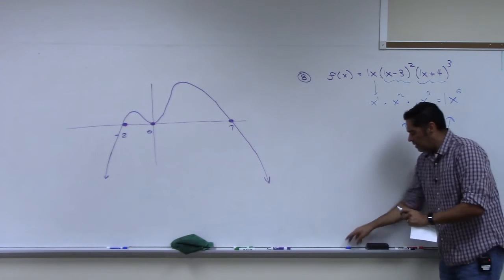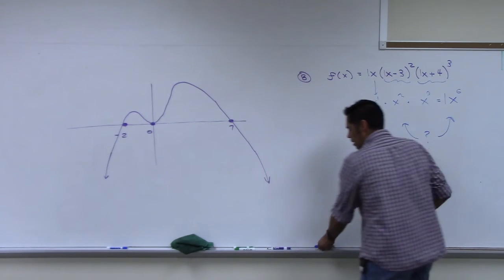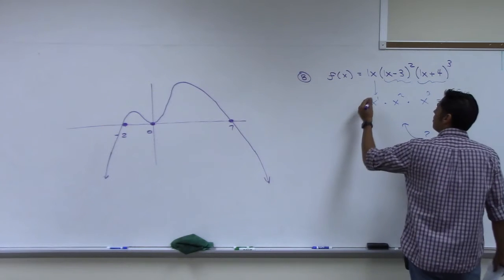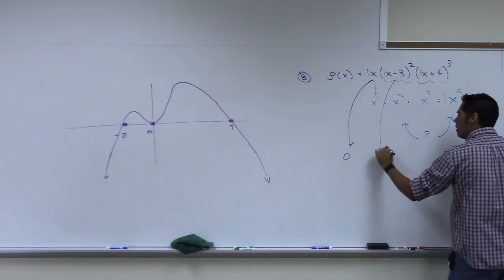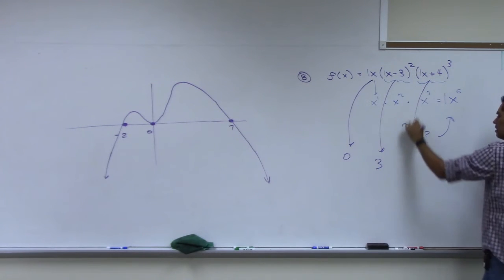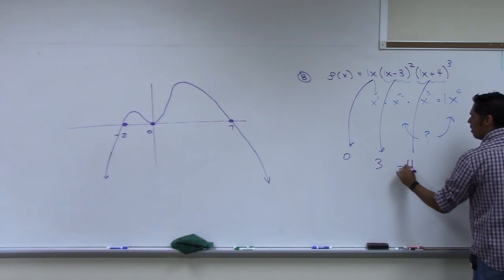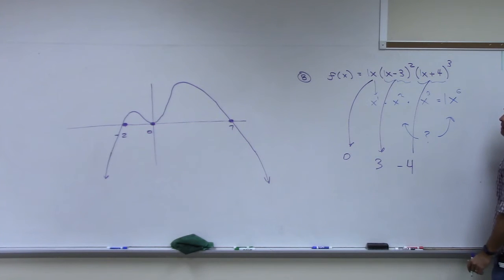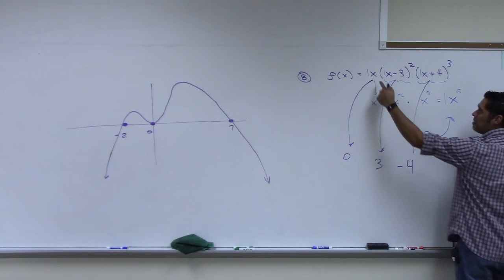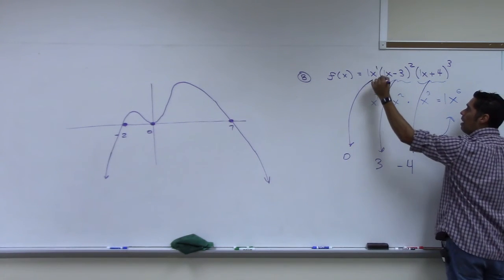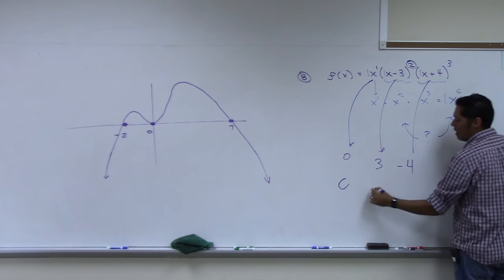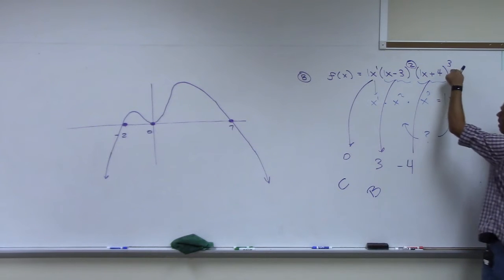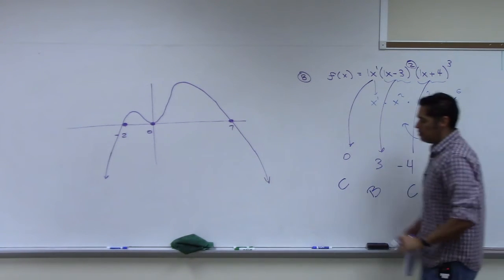And because we are running out of time, let me move quickly here. What are the x-intercepts of this function? 0, 3, and -4. What do I do at each of these? What's the power on this one? Odd, I cross. Power on this one? Even, bounce, and then odd, cross. So now I draw it.